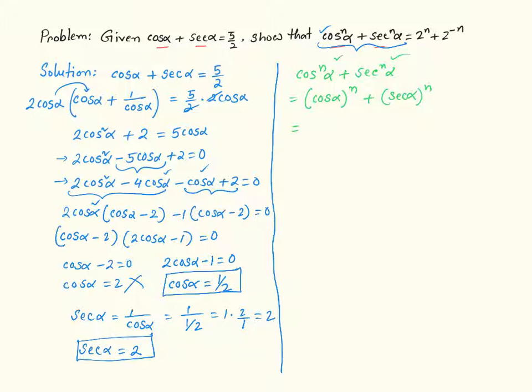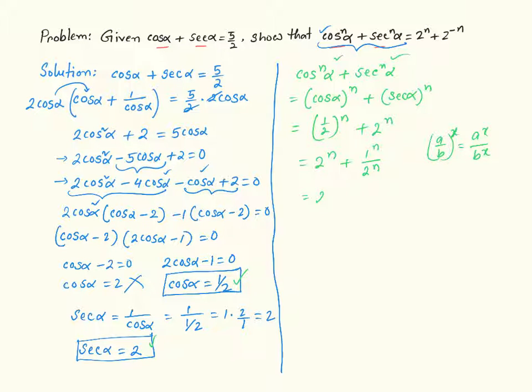Now we know cosine alpha is 1/2, which is right here. So it's going to be 1/2 to the power n plus secant alpha is 2, which is 2 to the power n. Now I can simplify it. I could write it as 2 to the power n plus 1 over 2 to the power n, which is the same as 1 to the power n over 2 to the power n, using the rules of exponents. Remember, a over b to the power x is a to the power x over b to the power x. So that's what it is.